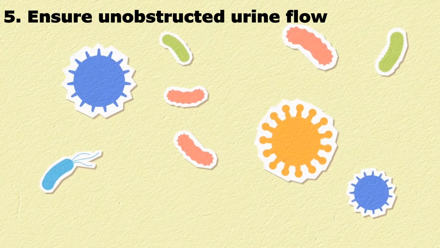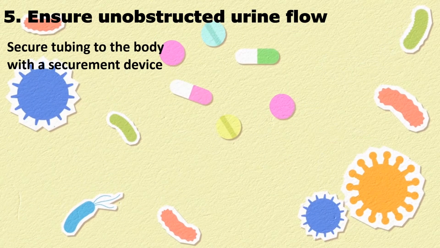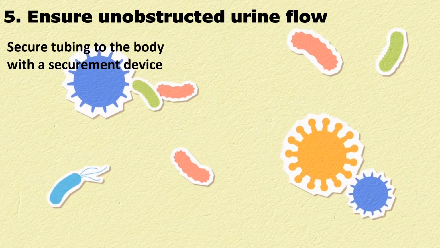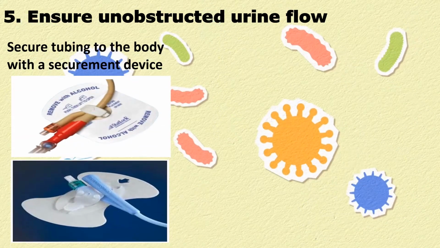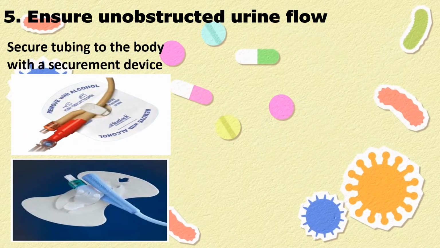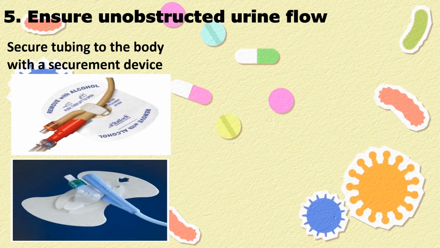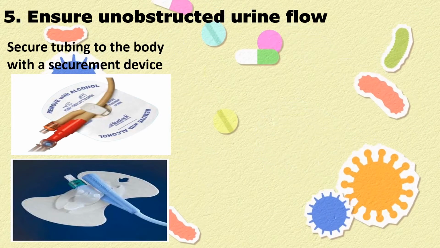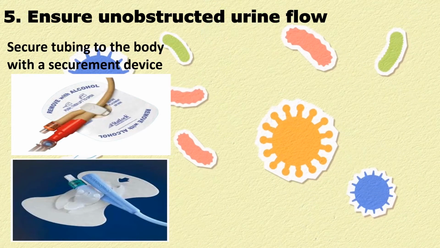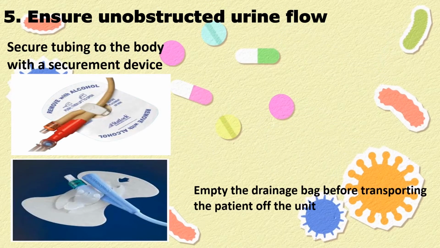To help ensure unobstructed urine flow, we also have to secure tubing to the body with a securement device. Using a securement device prevents the urinary catheter or its retention balloon from causing injury or damage to the skin, bladder neck, or the urethra.